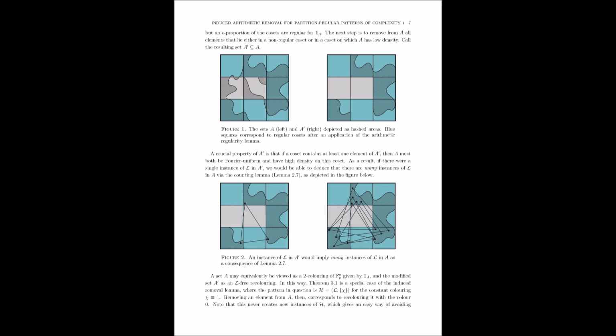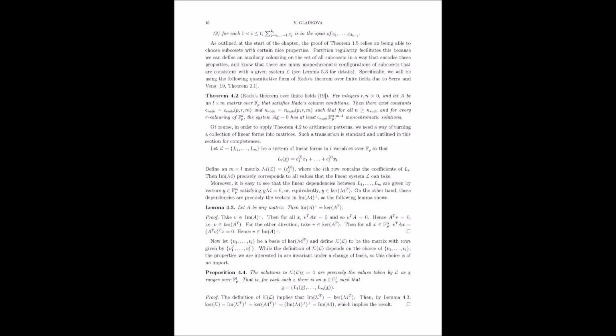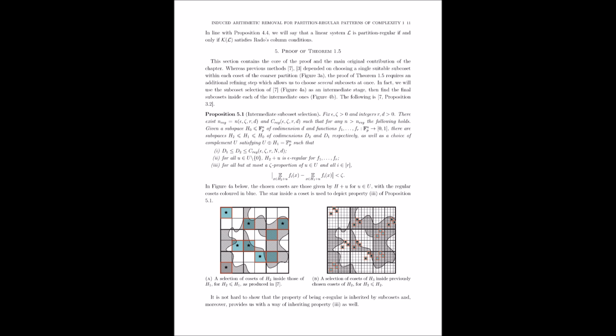Smart. And this added flexibility, which they illustrate in figures 3 and 4, is really key to achieving both regularity and pattern consistency across the whole space. Exactly. By choosing multiple subcosets, they can make sure that the recoloring process doesn't mess up the underlying regularity of the space, while at the same time aligning the colors in a way that disrupts the target pattern. It's a delicate balancing act, for sure.